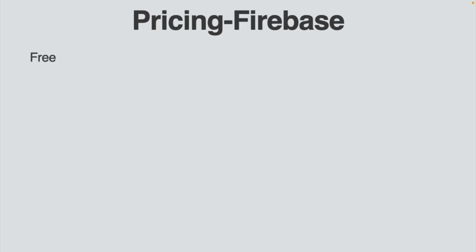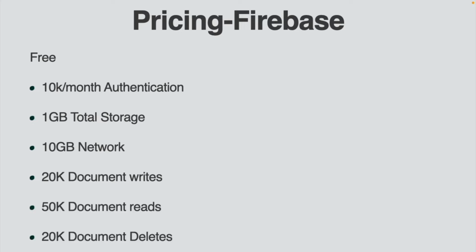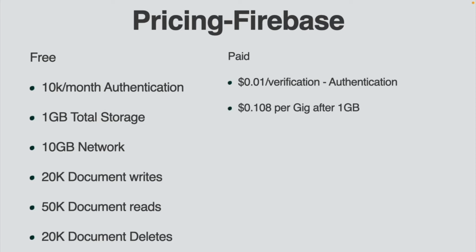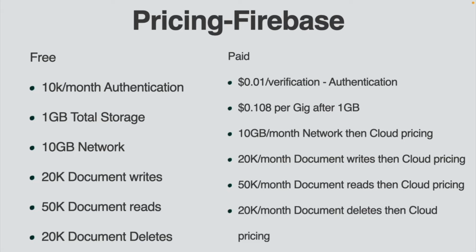For Firebase, there's a free tier that's 10K per month for authentication, 1 gigabyte total storage, 10 gigabyte network, 20K document writes, 50K document reads, and 20K document deletes. For the paid tier, you pay 0.1 cents per verification, 0.108 per gig after 1 gigabyte, 10 gigabytes per month network, then cloud pricing, 20K per month document writes, 50K document reads, then cloud pricing, then 20K per month document deletes, then cloud pricing.